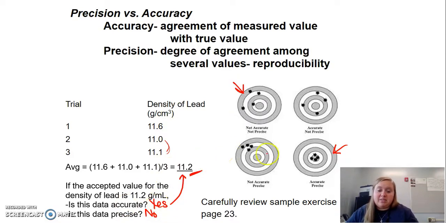Obviously, the best outcome for a lab is to be both accurate and precise. We're not going to be spending a whole lot of time looking at the differences and things like that. I would say you're probably going to be dealing with accuracy more than anything in this class, looking at your percent error and things like that. That all deals with accuracy. So we'll focus more on accuracy, but it's important to look at precision and know whether a lab that you're doing is precise or not.